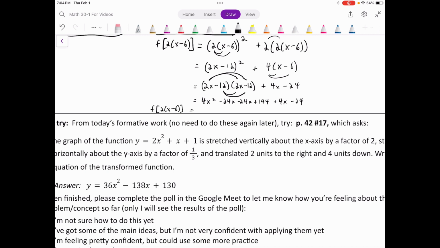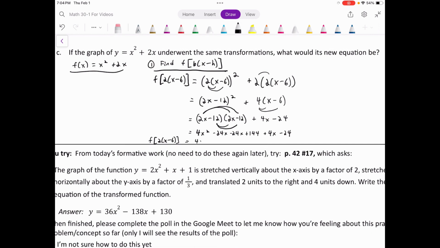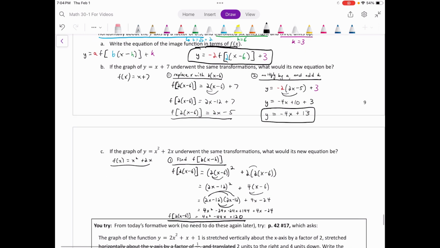All that's left to do is collect like terms before we go ahead and deal with the a and the k transformations. So this is 4x squared. Negative 24x minus 24x is going to be negative 48x. Negative 48x plus 4x is negative 44x. Okay, so I've combined all my like terms. And then positive 144 minus 24, that's positive 120. All right, so that is f of 2x minus 6. Okay, so we found this part. Now what do we got to do with it? You got it. Multiply that by negative 2 and add 3.